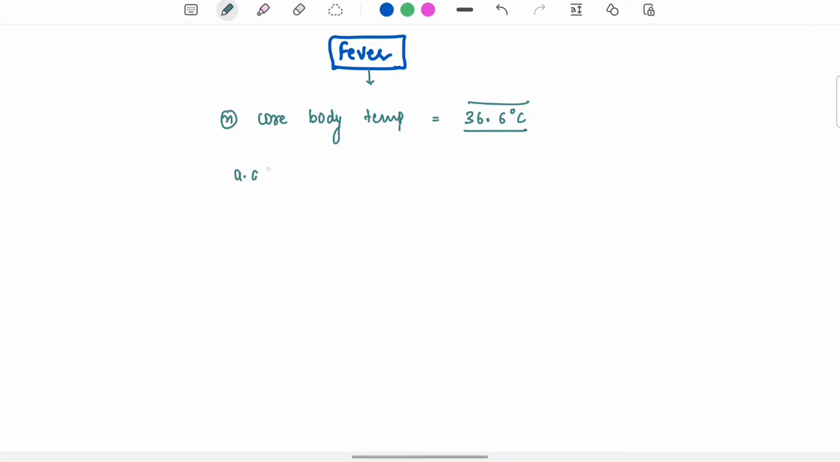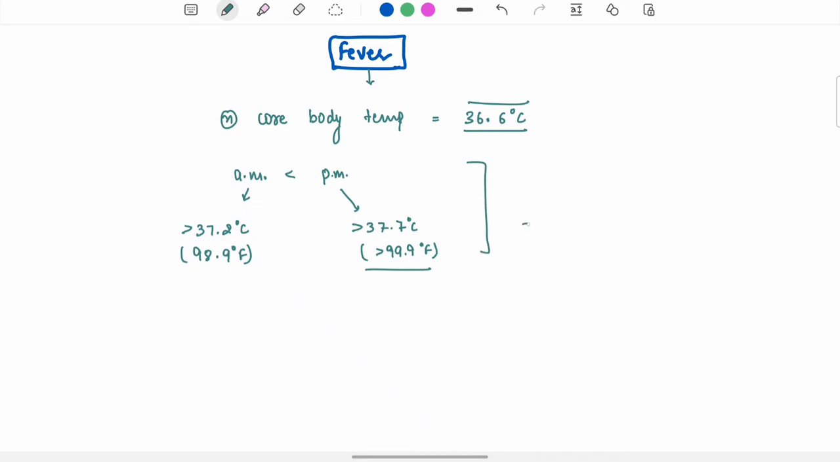According to diurnal variation, AM temperature is always less than PM temperature. If AM temperature is more than 37.2 degrees Celsius or 98.9 degrees Fahrenheit, and PM temperature is more than 37.7 degrees Celsius or more than 99.9 degrees Fahrenheit, then we call it fever.